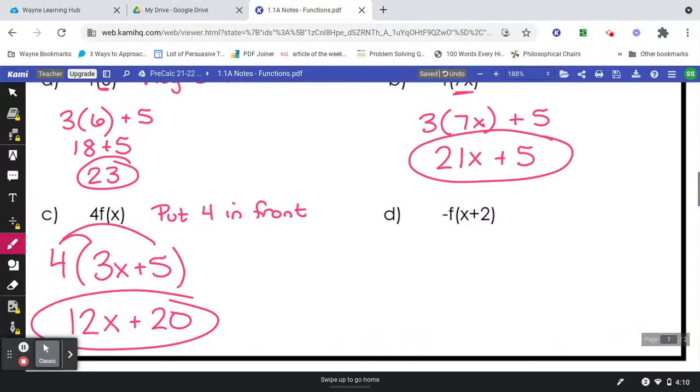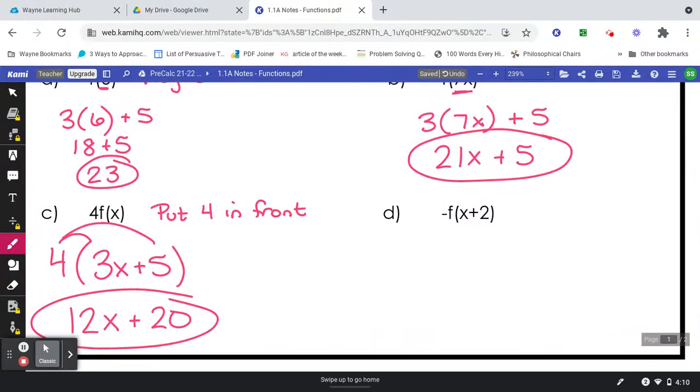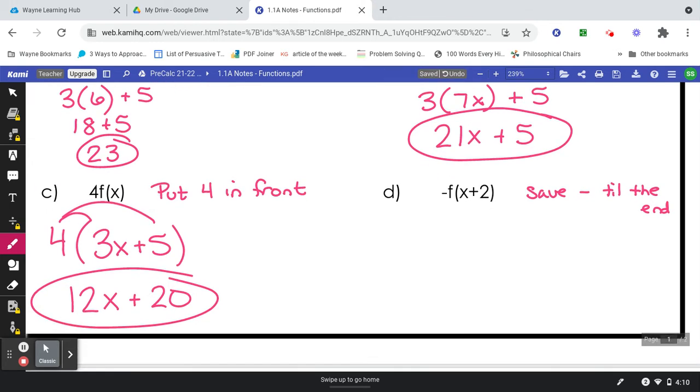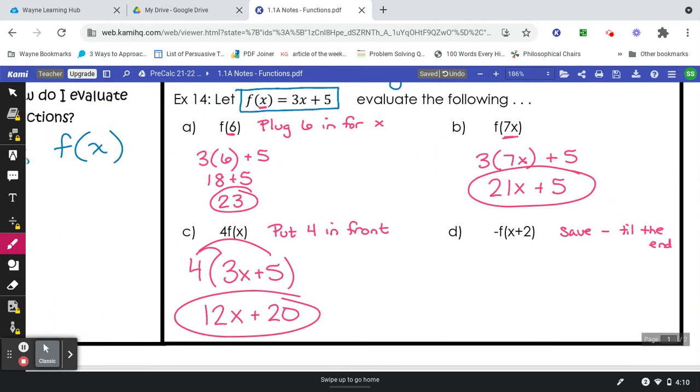For part D, it's asking me to do two things. It's asking me to put a negative in front, and it's asking me to plug in x plus 2. So I always like to save the negative till the end. I'm going to do that last. I'm going to plug in the x plus 2 into the equation.